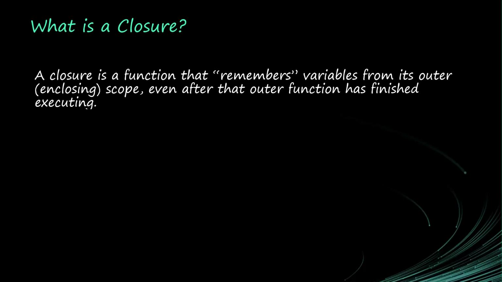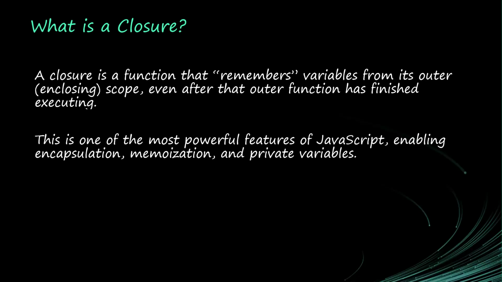Don't worry, I'm going to take my time to explain this. When we get into code, you're going to see more of this. Even after the outer function has finished executing, that is where lexical scope actually comes in. So I'm not going to rush into that. Let's continue. This is one of the most powerful features of JavaScript, enabling encapsulation, memoization, and private variables. Don't get confused. Even if you don't understand what I've explained so far, don't worry. Let us continue. I will explain more.